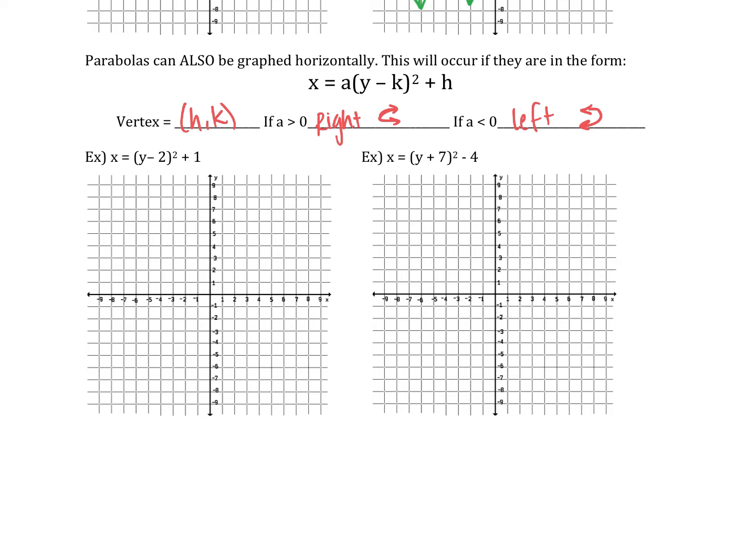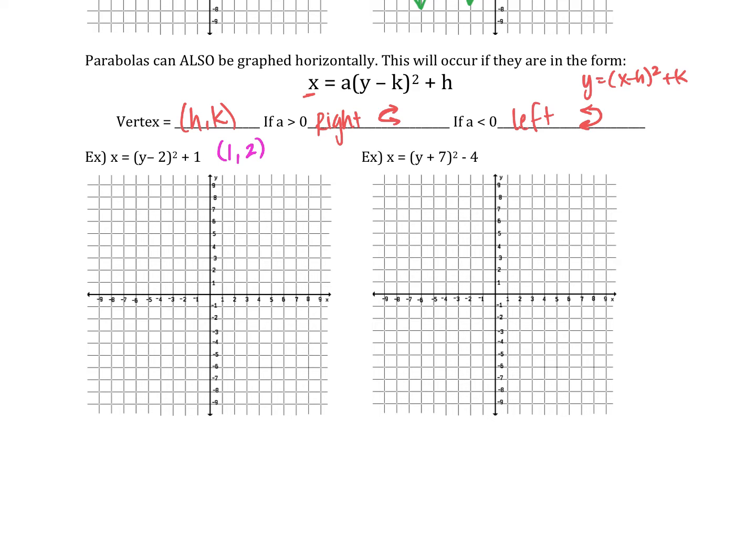Notice that our x comes first instead of our y. On the other one, it was y equals a times x minus h quantity squared plus k. Now everything's just flip-flopped. The x and y are flip-flopped, and the k and h are flip-flopped. So our rules are still the same. So we're going to start off graphing this one. We know our parabola's vertex is (h, k), so h is 1 and k is 2.